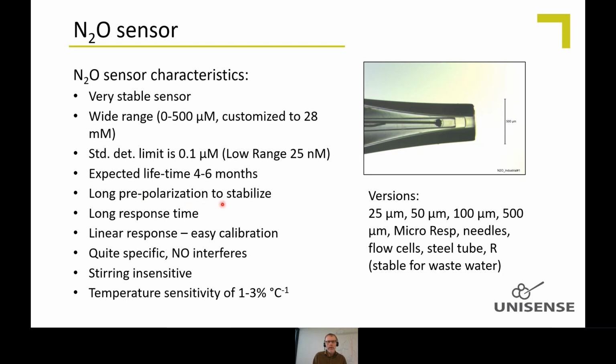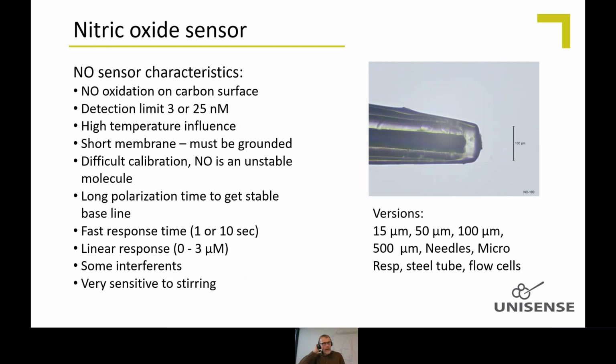They require pre-polarization because the surface on the cathode must be activated before it can be used. The response time is a bit longer than on the other sensors because it has a longer distance from the outside into the cathode. It's very specific. The only interference is NO, but that is normally not present in significant concentration unless you add it in experiments, but then you know it's there. It's not sensitive to stirring, and it has the same temperature response as all the other sensors.